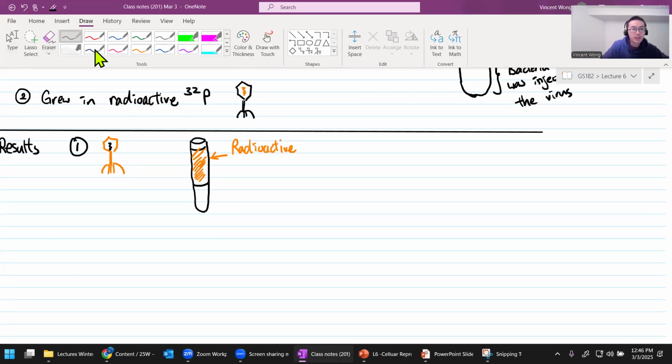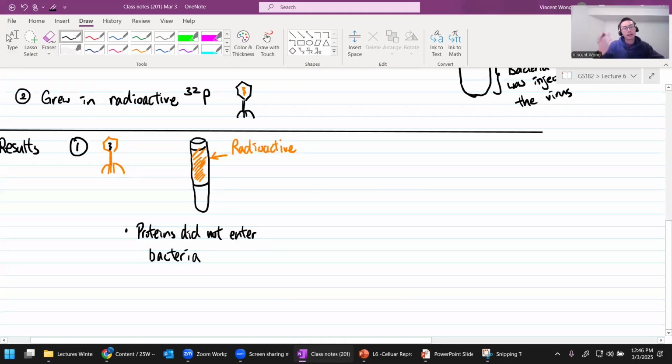So what does it mean based on this result? Well, based on this result, it means protein did not enter bacteria. However, this does not prove that the DNA went in. In this particular setup, there's no way to track where the DNA are. Right? We can only show that the protein did not enter the bacteria, but we don't know where the DNA is, which is why they need to repeat the experiment with the second group of bacteriophage.